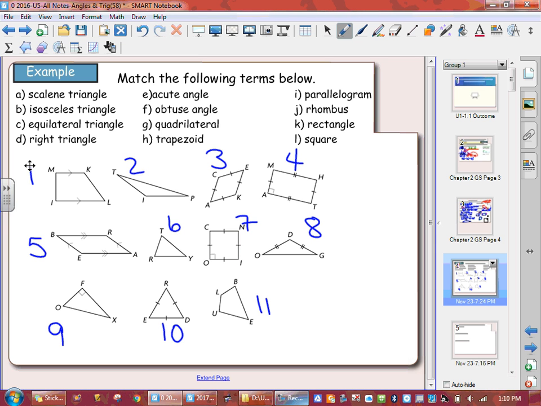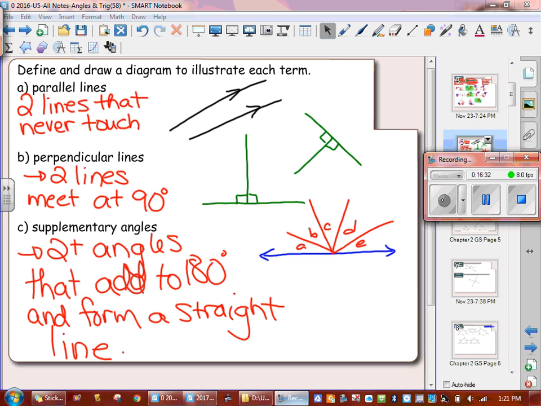Okay, I'm going to give you a couple minutes to write down the definitions. We've got 2 parallel lines that never meet. We've got perpendicular lines that meet at a 90-degree angle, and we've got lines that add up to 180 degrees. Push pause now and play when you're ready. By the way, here's the matching example, just in case. Check your work.